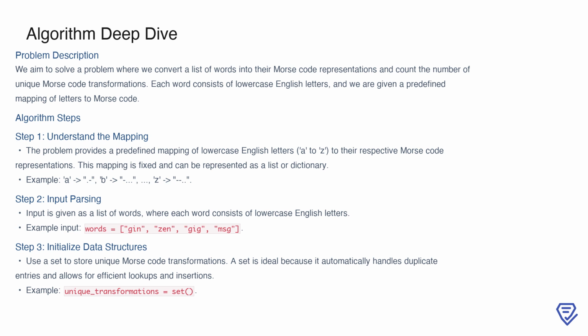To solve this, we first understand the mapping provided, which can be stored as a list or dictionary for efficient lookups. Next, we parse the input, which is a list of words, such as gin, zen, gig, msg. To track the unique transformations, we initialize a set called unique_transformations. A set is ideal here because it automatically eliminates duplicates, allowing us to focus only on distinct Morse code sequences. This forms the foundation for our algorithm.